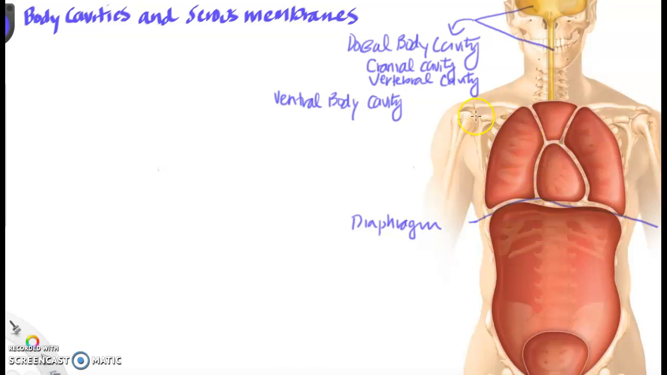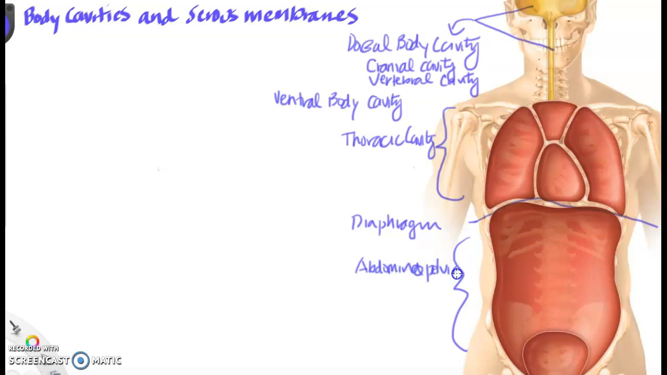Okay, so this top part is the thoracic cavity, and the bottom here is the abdominopelvic. So we've got the abdomen here and the pelvis. So the abdominal cavity is here, and then the pelvic cavity is here. Pelvic cavity.